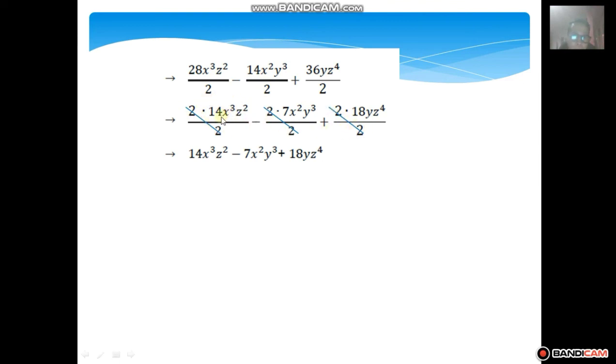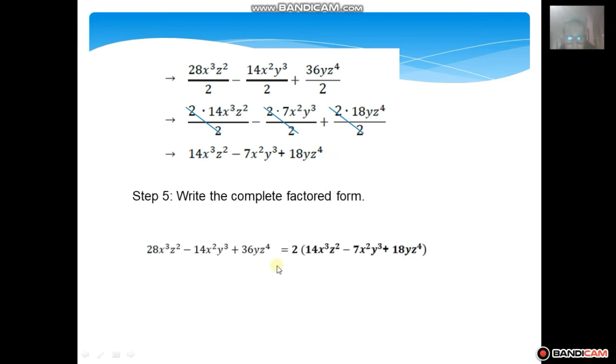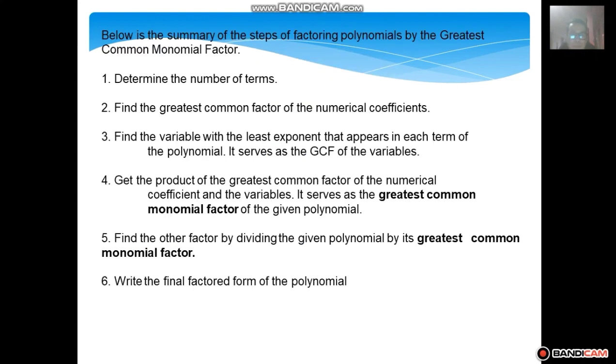So what will remain in the first term? We have 14x cubed z squared. Then in the second term, we have negative 7x squared y cubed. Then in the third term, we have positive 18yz raised to 4. Then next step, write the complete factored form. And this is the complete factored form of this given expression: 2 times quantity 14x cubed z squared minus 7x squared y cubed plus 18yz raised to 4.